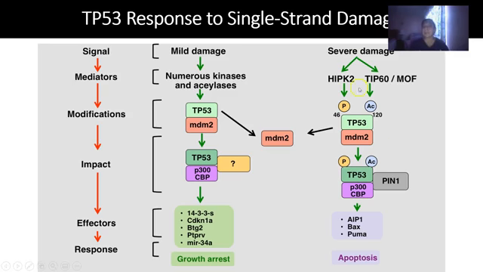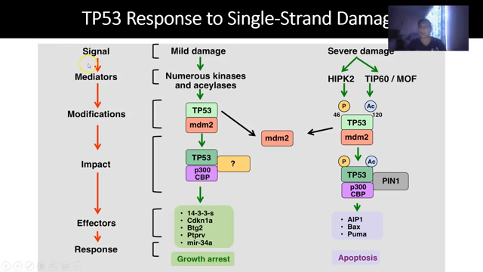However, when this damage is extremely severe, different proteins are activated before p53 is activated itself, and these alternate mediators essentially signal p53 to induce an apoptotic response instead of a growth arrest response. So while in both cases MDM2 is released from p53 to activate it, p53 itself activates different proteins depending on what it was activated by and what it mediates or modifies itself.